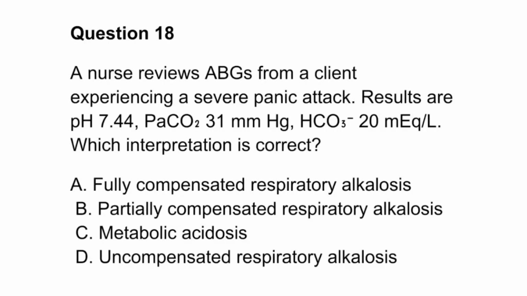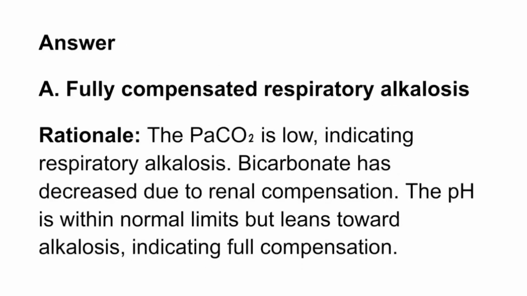Question 18. A nurse reviews ABGs from a client experiencing a severe panic attack. Results are pH 7.44, PaCO2 31 millimeters of mercury, HCO3 20 milliequivalent/L. Which interpretation is correct? A. Fully compensated respiratory alkalosis. B. Partially compensated respiratory alkalosis. C. Metabolic acidosis. D. Uncompensated respiratory alkalosis.